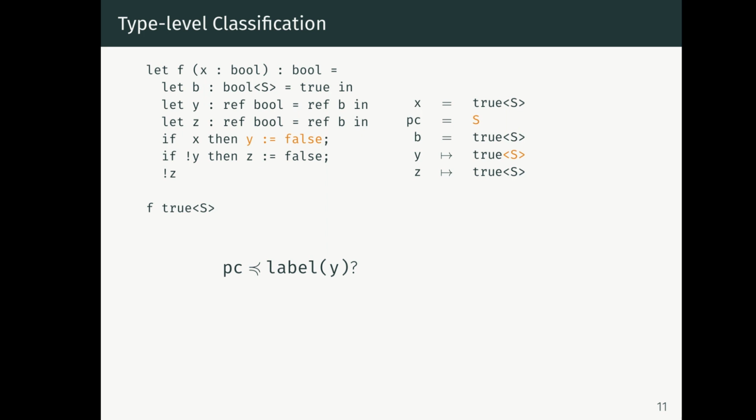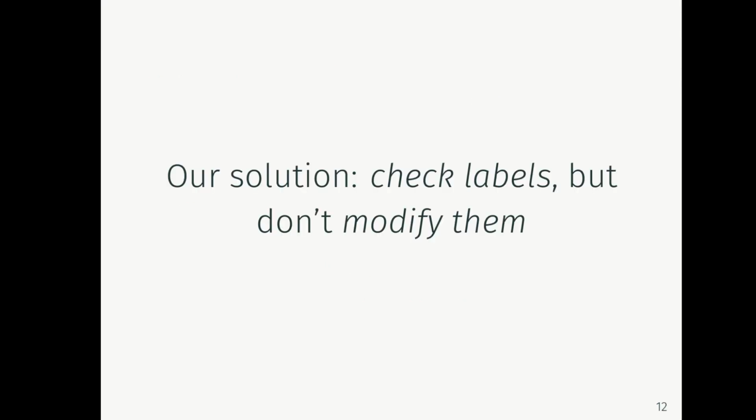But this means that the dynamic gradual guarantee failed. We went from an unannotated program that threw an error to an annotated program that successfully terminates, which is precisely the opposite of what the dynamic gradual guarantee allows. Our solution to this issue is simple. You add label checks to honor static annotations, but you do not let them modify the label itself.